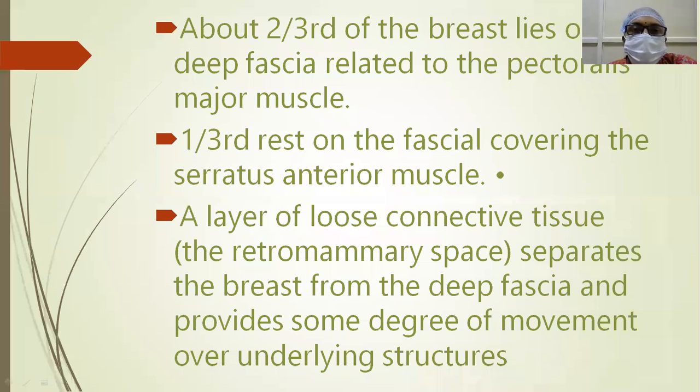About 2/3 of the breast lie on the deep fascia related to the pectoralis major muscle. The 1/3 rest on the fascia covering the serratus anterior muscle. A layer of loose connective tissue. There's a space called retromammary space, separates the breast from the deep fascia and provides some degree of movement over the underlying structures.